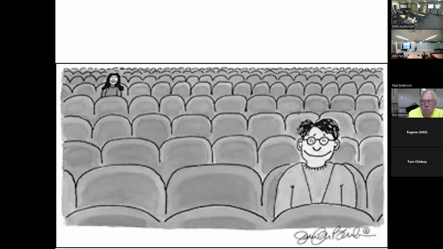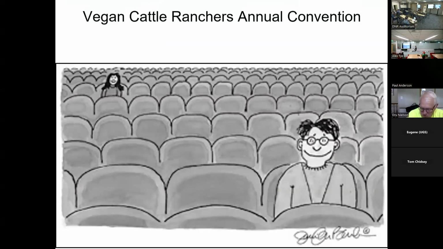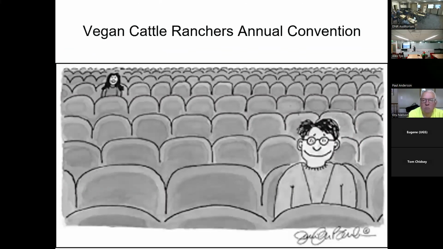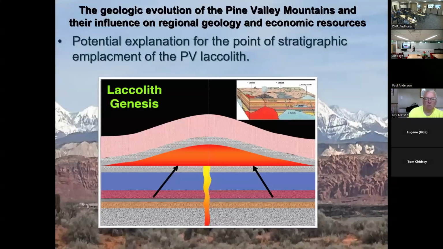Might be alone on this, kind of like a vegan cattle ranchers annual convention. I wanted to put it out there and see, just present a different idea, see what people thought, and it's an interesting concept why that zone of weakness is there. Okay. So there's that potential explanation for stratigraphic emplacement.